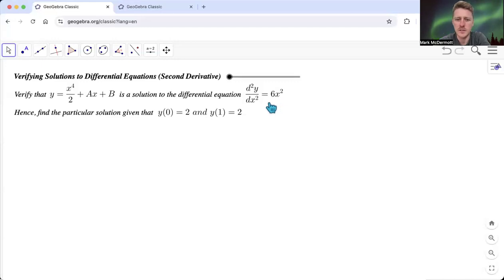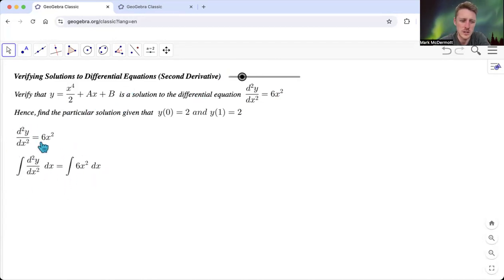But that's actually not how I've done it in this video. What I've done is start here and take the integral of 6x squared twice. Hopefully you'll see that the answer is this. So let's step that through. We're starting with this: the second derivative is 6x squared. Take the integral of both sides.